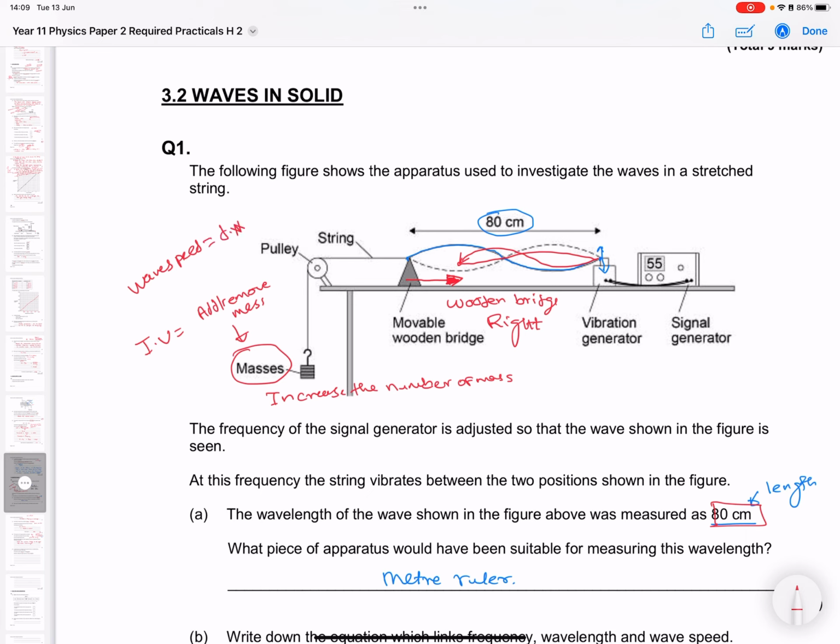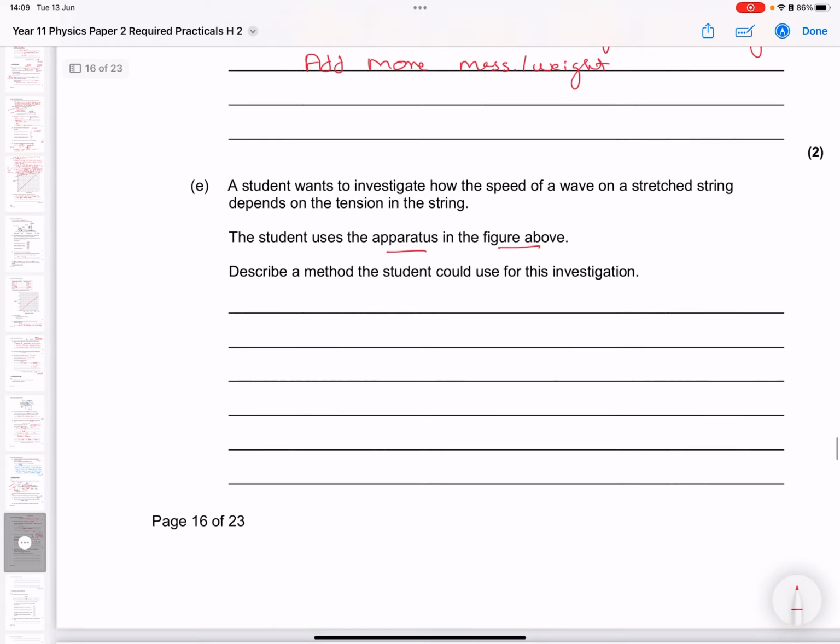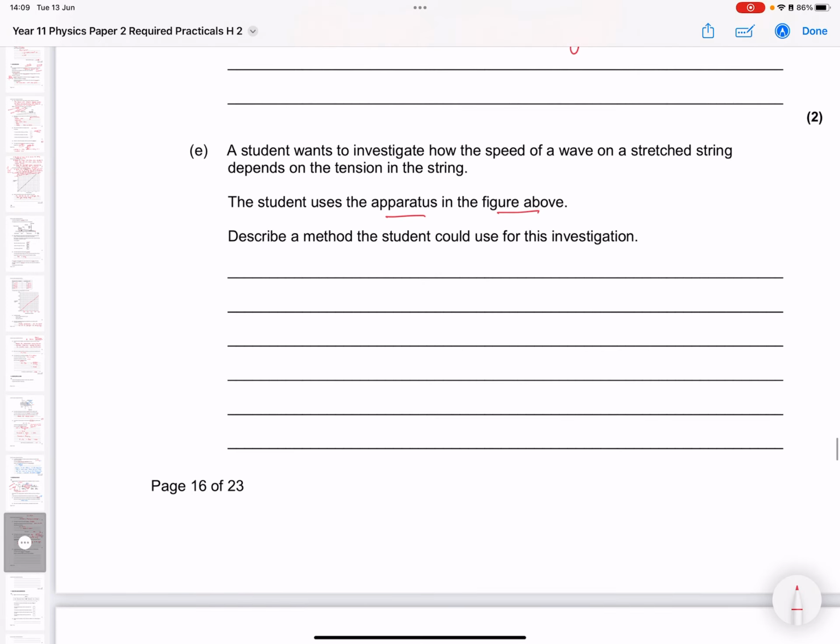Okay. So in order to measure the wave speed, you need to get the frequency and wavelength. And then what you're going to keep the same: the vibrator and the wooden bridge, and the temperature, which can affect the tension as well. All of this the same. Okay. So what you're going to say, first you can say add or remove mass from the string.